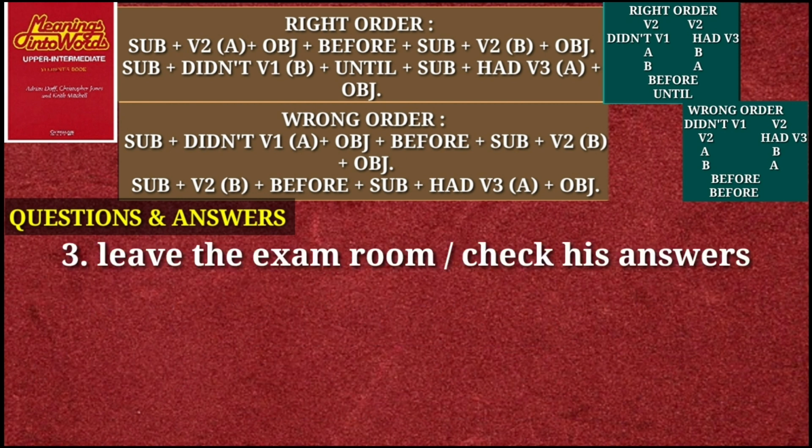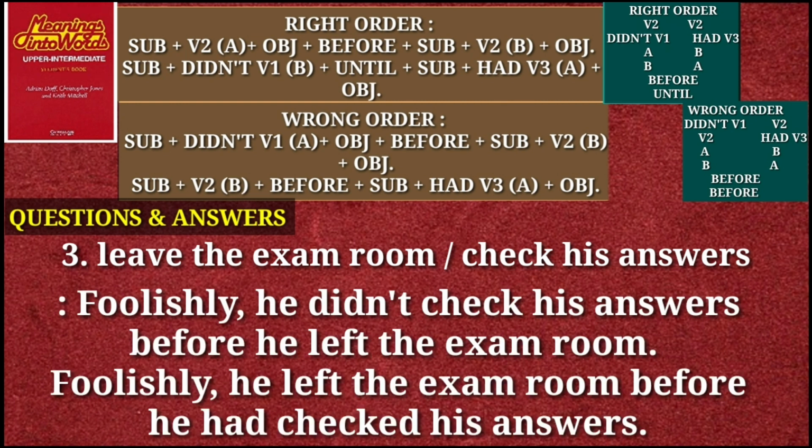Question number 3. Leave the exam room, check his answers. Here in this question, leave the exam room is second task done, whereas check his answers is first task done. So this question is in wrong order, and the answer is: foolishly he didn't check his answers before he left the exam room. Foolishly he left the exam room before he had checked his answers.